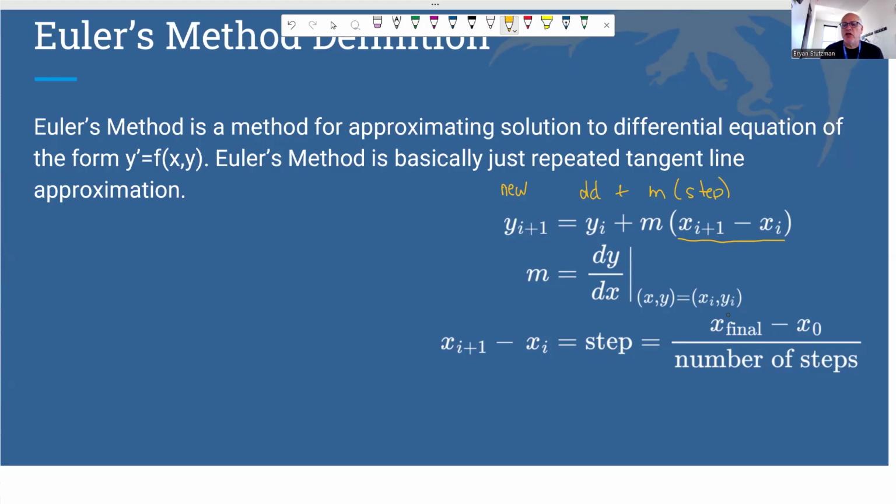Or I can calculate it by knowing what I want my final value of x to be minus my initial value of x, divided by how many steps I have.